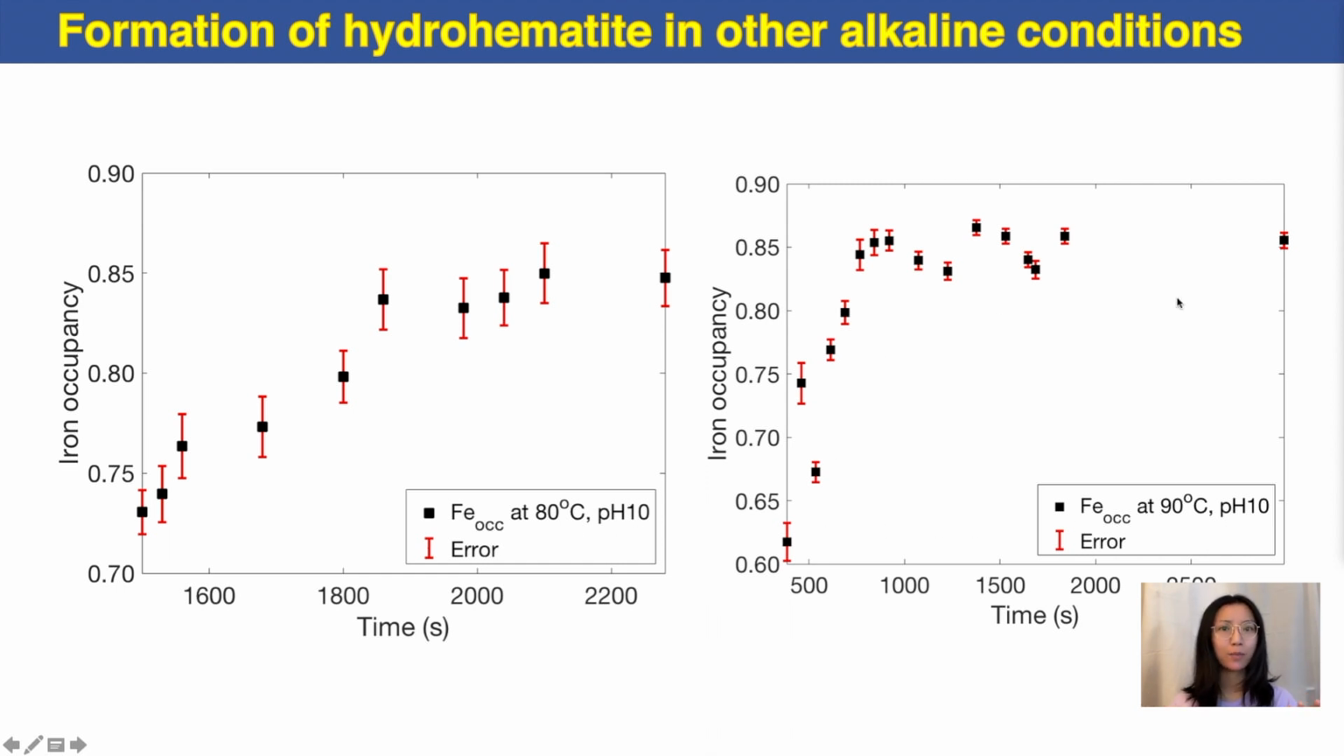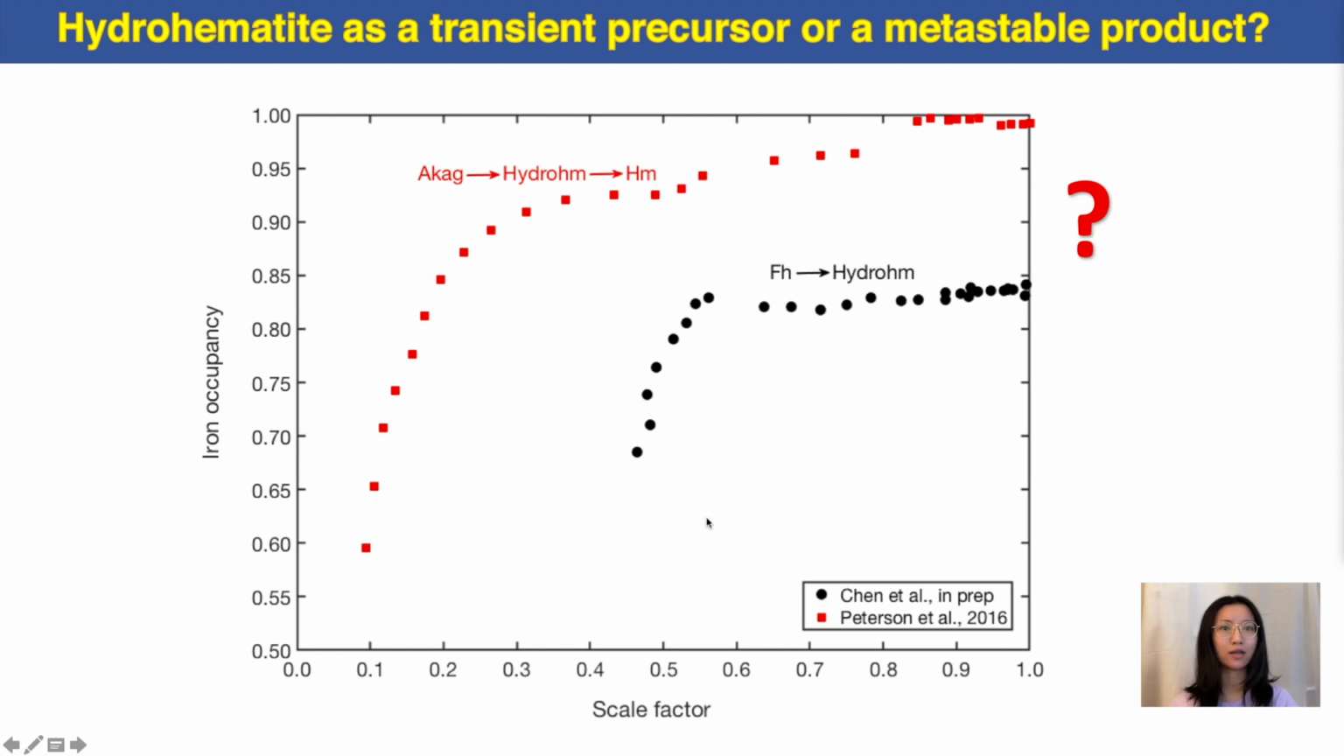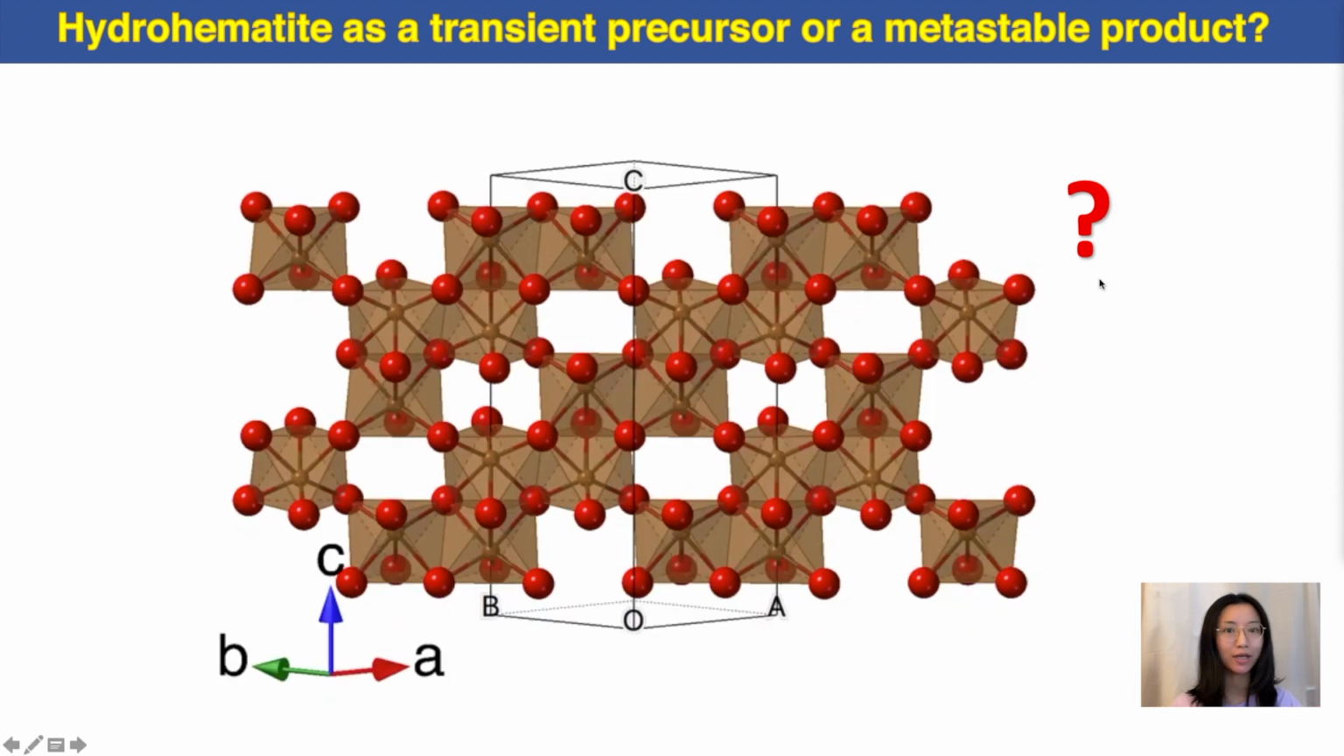Now let's compare our data with Peterson's data. Why did hydrohematite form as the end product in our system instead of stoichiometric hematite? Peterson et al. used akaganeite as the reaction precursor in very acidic solutions. However, in our experiments, we found that hydrohematite persisted using ferrihydrite as the precursor in alkaline conditions. So why are the iron vacancies retained in hydrohematite at high pH?